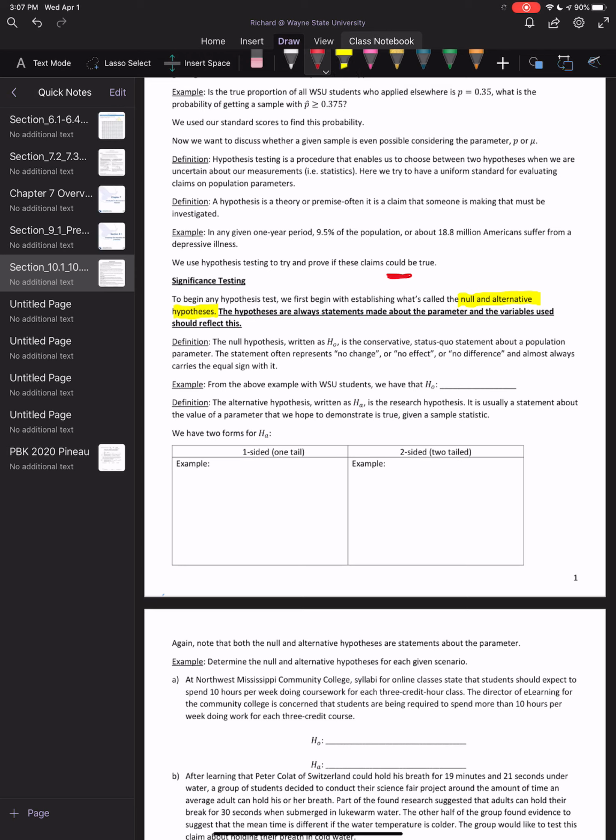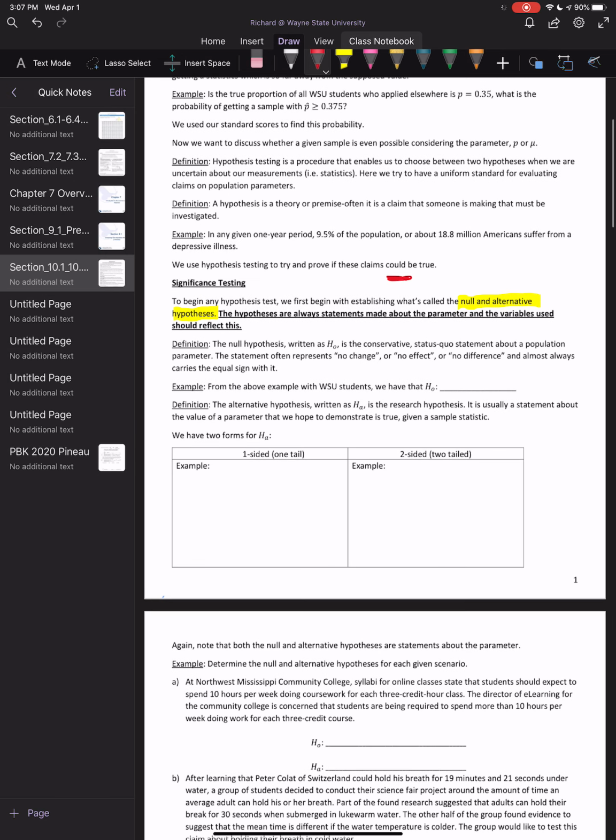Now, since we're dealing with means and proportions, the variables that represent the parameters, remember, are p and mu. Therefore, those are the only variables that should appear in your hypothesis. Okay? So the definition: the null hypothesis, written as H subscript 0, H naught, is the conservative status quo statement about a population parameter. It often represents no change, no effect, or no difference, and almost always carries the equal sign with it.